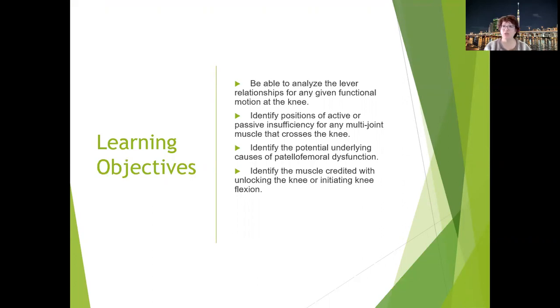So most of the multi-joint muscles that cross the knee also cross the hip, and some of them cross the ankle. So one of the ways to think about it is if you have a multi-joint muscle like the gastrocnemius, or the hamstrings, the position for passive insufficiency is going to be equivalent to a stretch for that muscle. So think of your calf stretches and your hamstring stretches, and that gives you the position for passive insufficiency of those muscles. So that's half the question right there.